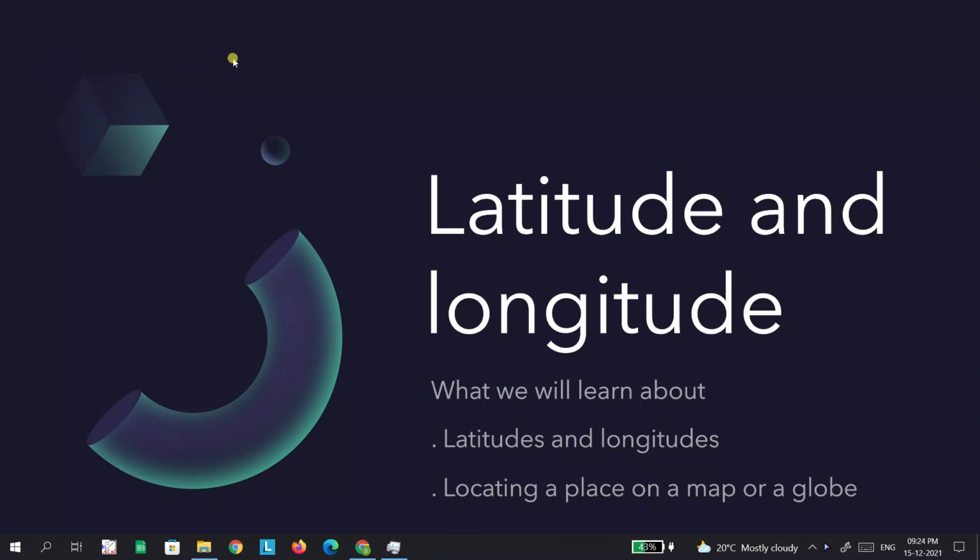Today we are learning the second chapter, Latitude and Longitude. What we will learn about latitudes and longitudes, locating a place on a map or a globe.